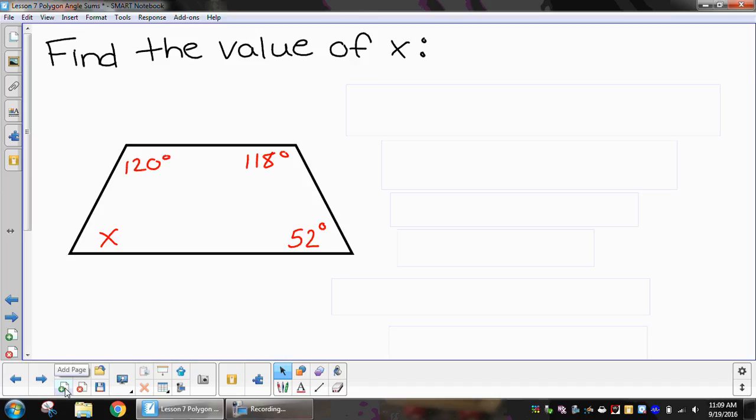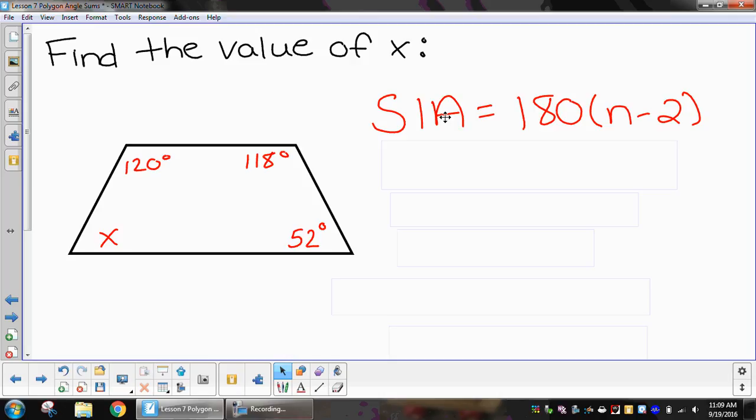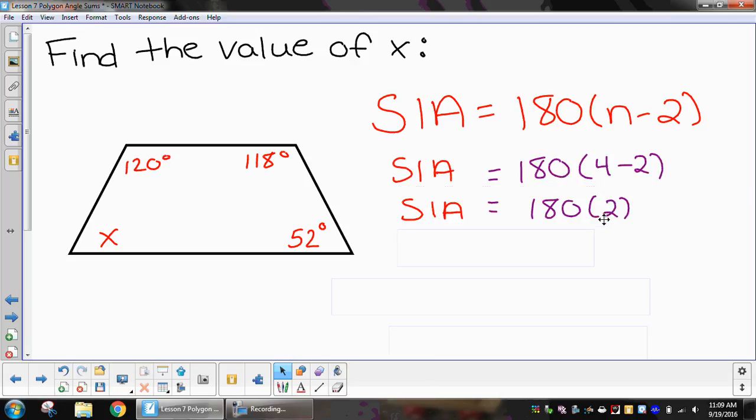So we can use this in practice. I have now a 4-sided polygon. I know 3 of its interior angles, and I'm looking for the 4th interior angle that I labeled x. So I'll start with this formula. I need to know what these 4 angles should add up to. That's the sum of the interior angles. So I'm going to plug 4 in for n, and I'm going to simplify this right side and find out that the sum of the interior angles of a 4-sided polygon is 360 degrees.